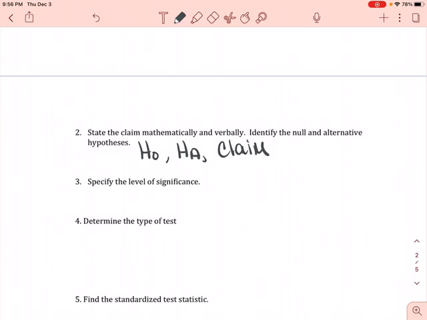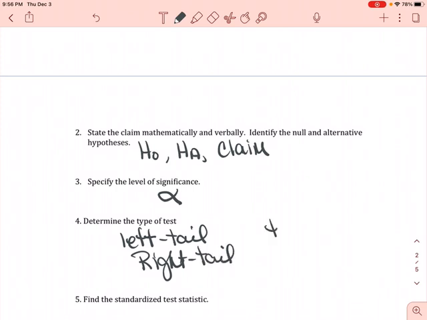You're going to determine the type of test. Left tail. Is it right tail? Or is it two-tail? Okay, now remember, type of test is all based on H sub A. Okay, again, key to life, getting those hypotheses, H O, H A down.